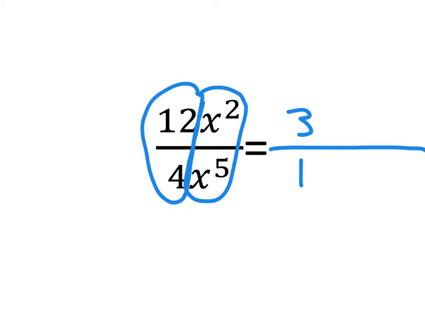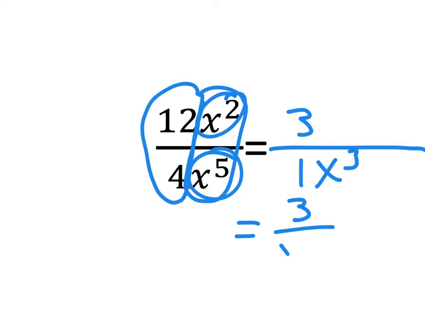But now look at the x's. We have 2 on top, and we have 5 on the bottom. As we start crossing out, all of our extras, our leftovers are going to be on the bottom, and there's going to be 3 of them. So we get 3 over x cubed. A strange looking fraction, but one that's very good.